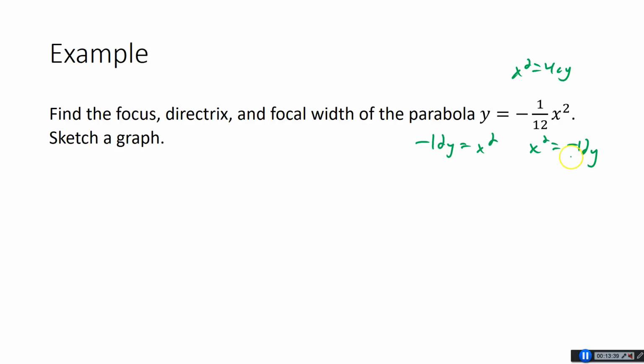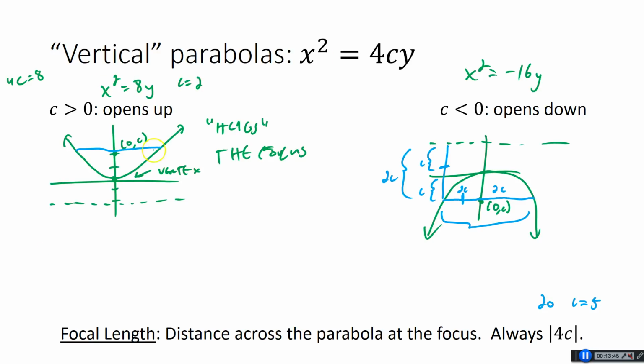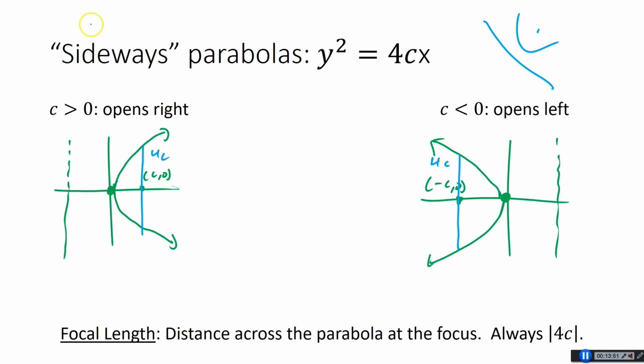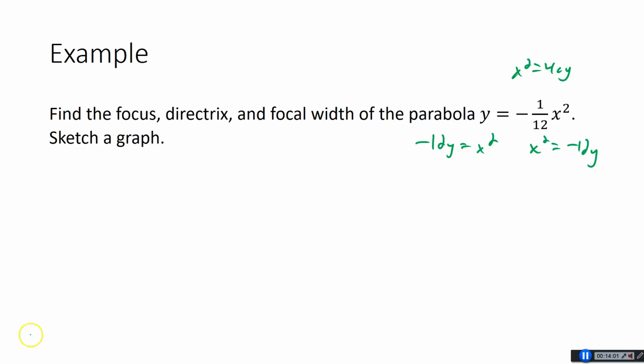So which way does this thing open? Well, it's an x squared, so it's going to be an up-down parabola, right? I don't think I really mentioned that, but we have vertical or up-down parabolas, because we're up or down. And then we have the sideways, or I call them side-to-side sometimes, because either opening left or opening right. So in this case, we have x squared equals 4cy, so it's going to be up or down. We have a negative c value, so it's going to be opening down.